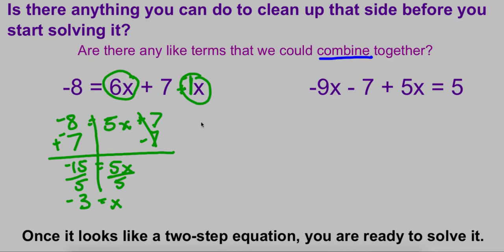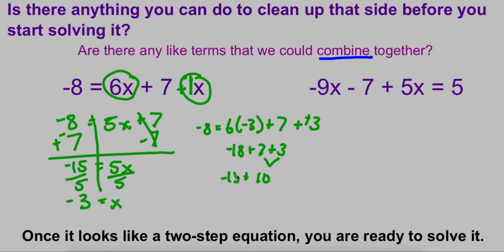Going back to your original equation. So I'm going to do 6 times negative 3 plus 7 minus x, which is negative 3. Subtracting a negative is the same thing as adding a positive. 6 times negative 3 is negative 18 plus 7 plus 3. I'm going to add my positives together first. 7 and 3 is 10 plus negative 18. Different signs subtract and take the sign of the bigger number. I do in fact get negative 8. So I know I am good.